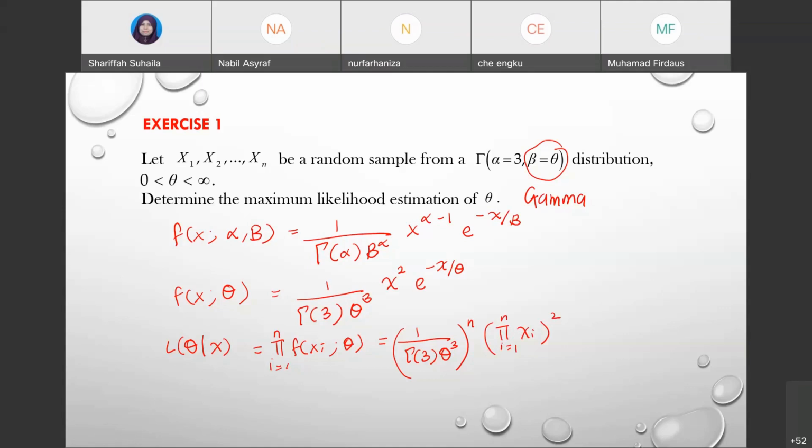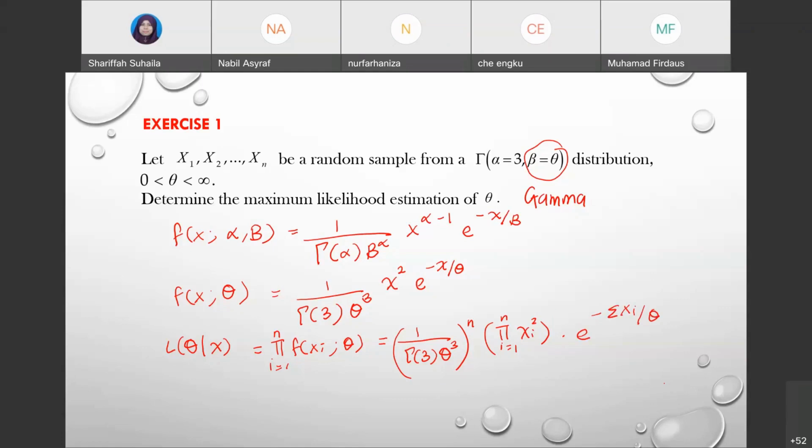Ataupun product xi square, macam ni pun boleh lah kalau let's say tak letak bracket pun. It's the same thing je. Okay, product xi square. And then kita ada exponential negative x over theta. So exponential negative x1 over theta, exponential negative x2 over theta, exponential negative xn over theta. So what you have here is just exponential negative summation xi over theta.